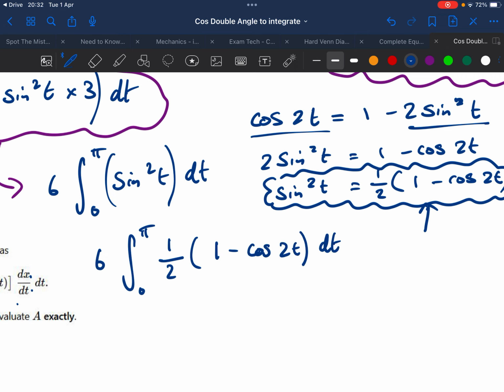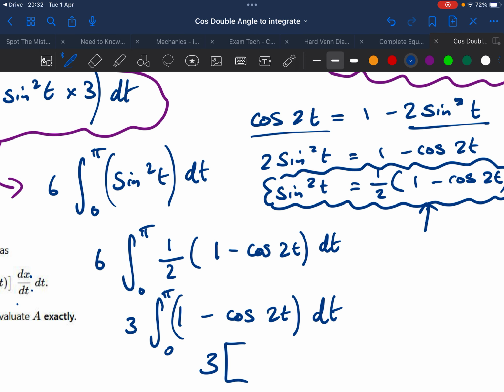This is all just manipulation. Let's move the 6 and the half together. So it's going to be a 3, a 1 minus cos 2t. Where are my limits? I've dropped my limits. There they are, they're back again. And now we are ready to integrate.